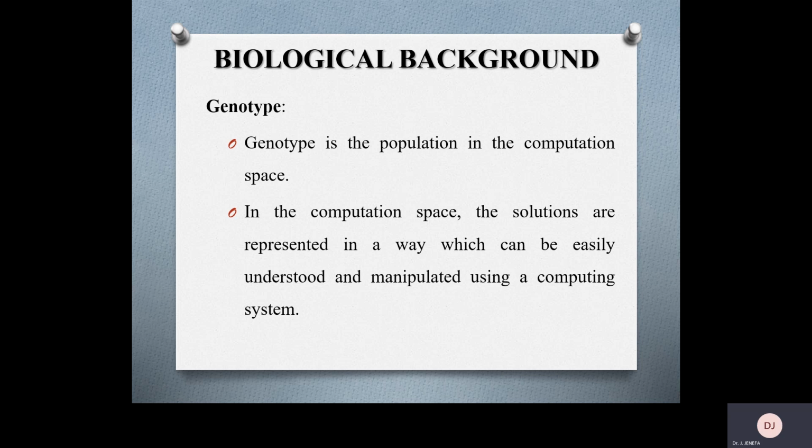Phenotype will be the items, how the items are in real world situations. For example, if there are 5 items, we can represent those items by using 1, 2, 3, 4 and 5. That will be phenotype. Whereas genotype, in the sense of how those items are stored in the computing system, that is known as genotype. So these are the basic biological terms which are used in genetic algorithm. In the next video, we can discuss the steps involved in genetic algorithm.